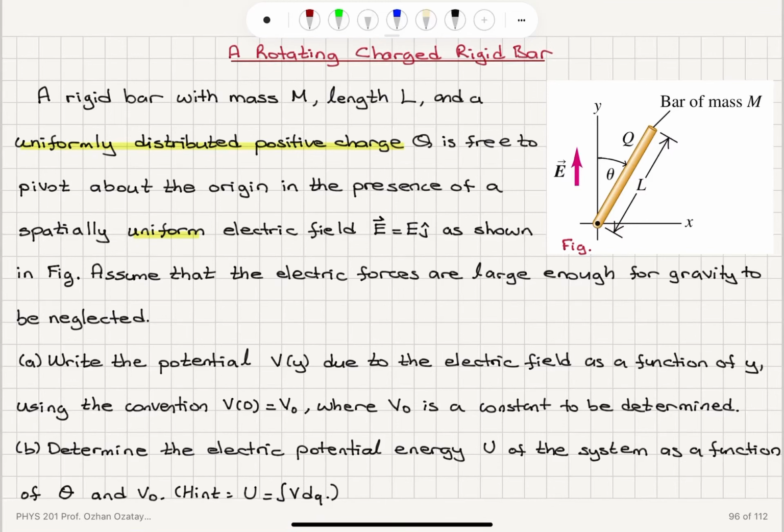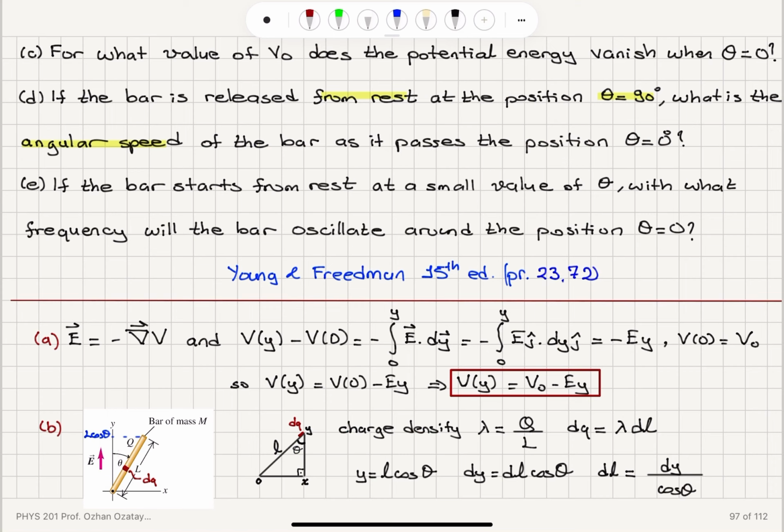We're continuing our discussion of the rotating charged rigid bar. Remember that this bar is in a uniform electric field pointing in the plus j hat direction. We have found the potential as a function of y and the potential energy as a function of angle theta, and the initial potential at y equal to 0. We have found the value of V0 for the potential energy to vanish at theta equal to 0.